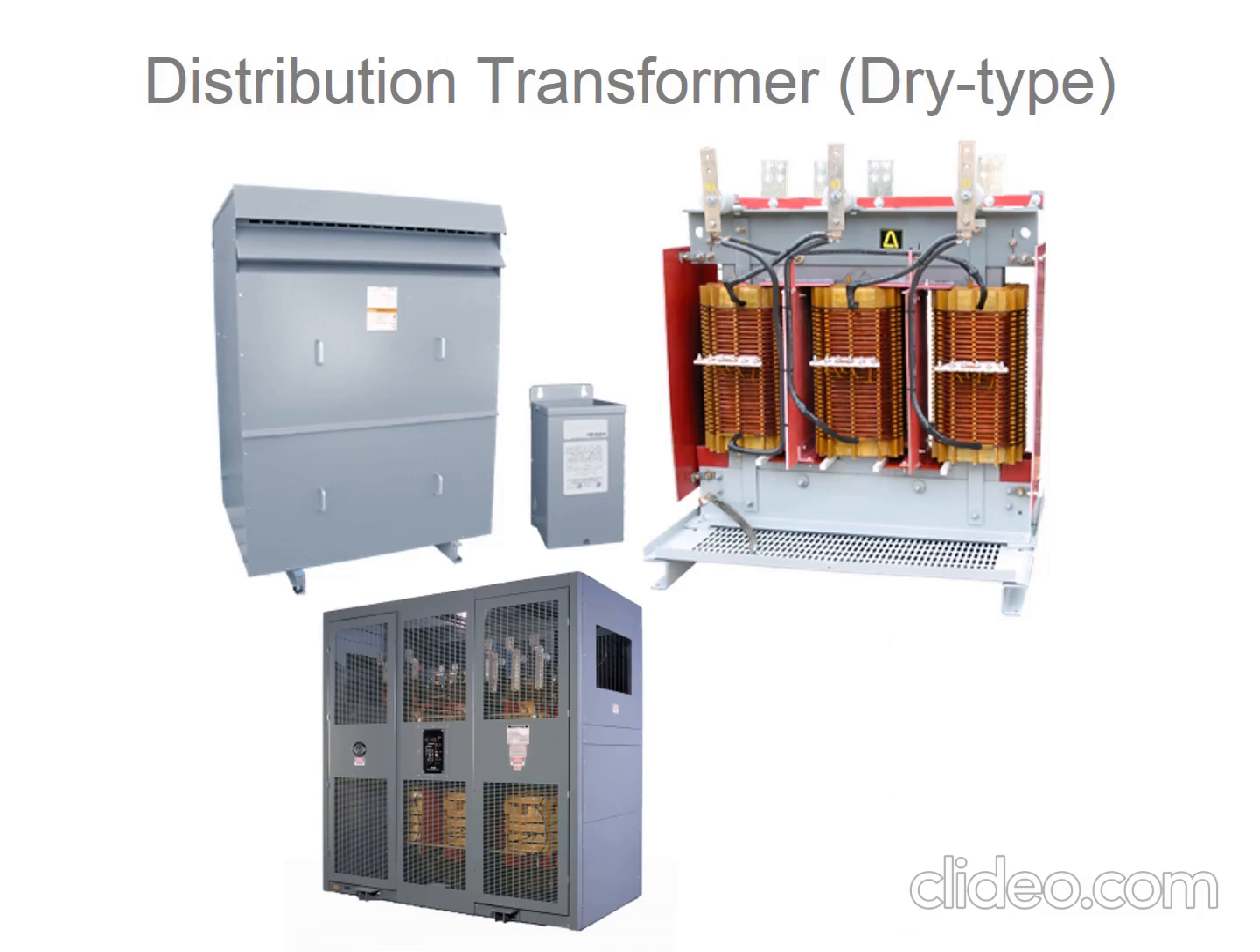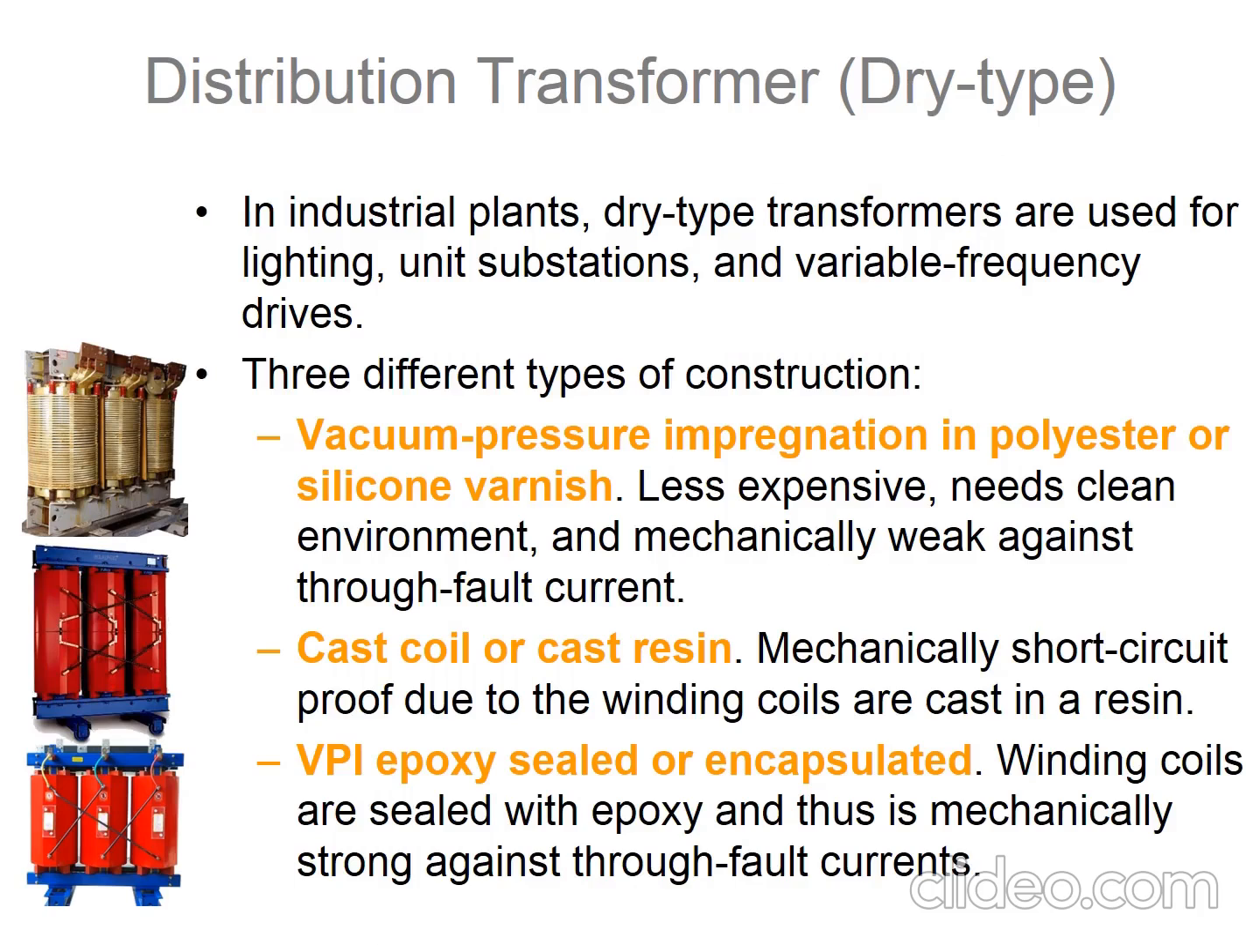This is the dry type. We can see here a 3-phase transformer, red, yellow, blue. There are 3 different types of construction for dry types. The first one is vacuum pressure impregnation in polyester or silicon varnish. The second one is cast resin. And the third one is VPI epoxy sealed or encapsulated.